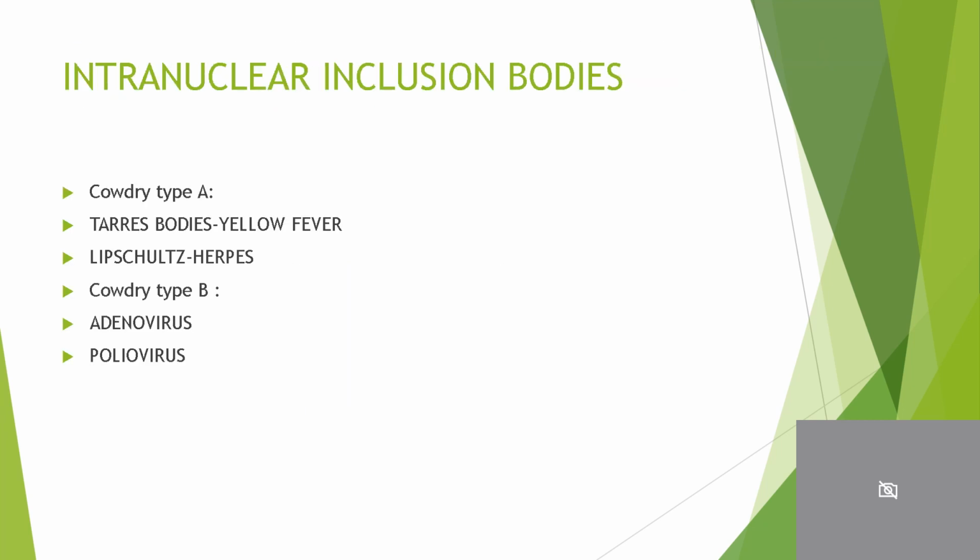Then coming on to the intranuclear inclusion bodies. Now intranuclear inclusion bodies are type A and type B. In the type A, we have the Torres bodies which are found in yellow fever and Lipschütz in herpes. And then is Cowdry type B inclusion bodies which are found in adenovirus and the poliovirus.